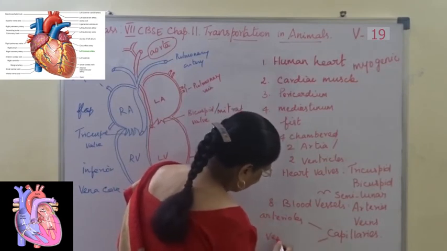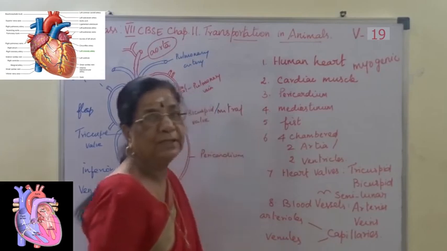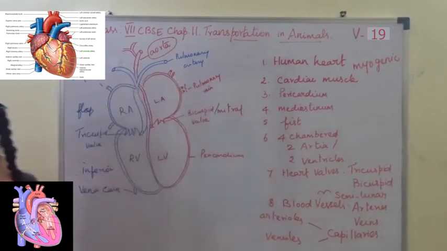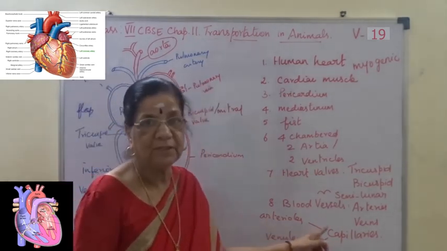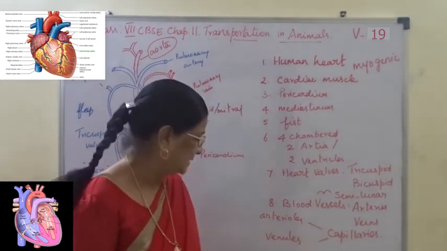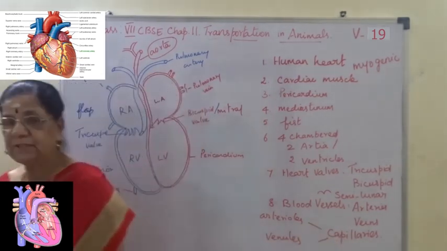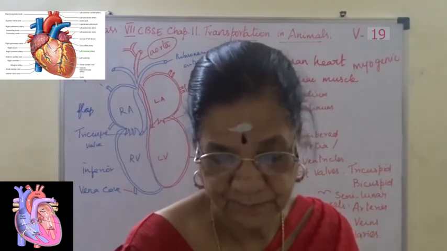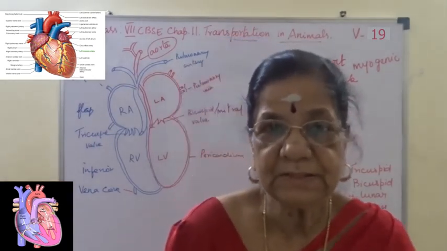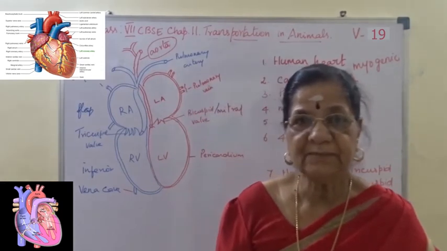Same way, veins end in fine capillaries called venules. I hope you are able to follow this. What I said: arteries end in fine capillaries called arterioles. Same way, veins end in fine capillaries known as venules. I hope you understand. So now, the first difference between arteries and veins.